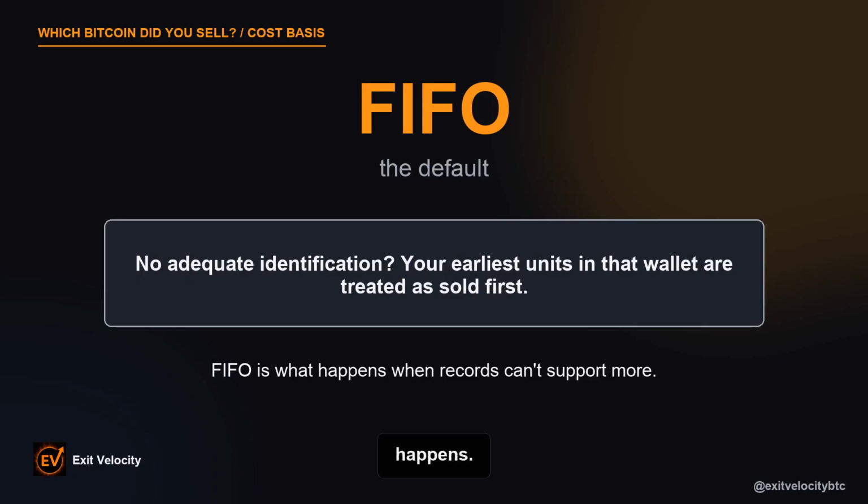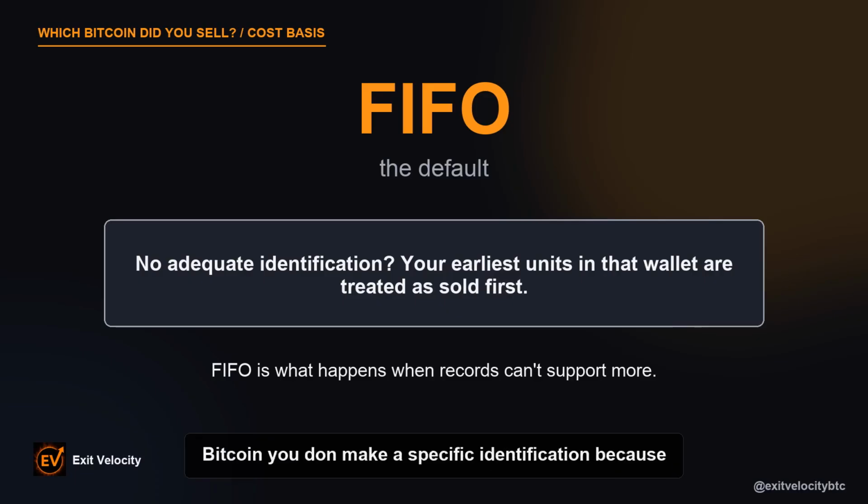And notice how quietly this happens. Nobody sits you down and says, you are now using FIFO, and it will cost you. There is no warning, no checkbox, no alert. You just sell some Bitcoin. You don't make a specific identification because you didn't know you were supposed to. And months later, your basis defaults to the oldest, cheapest coins in that account.